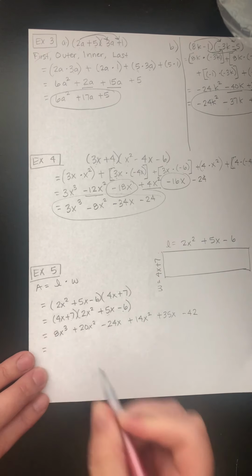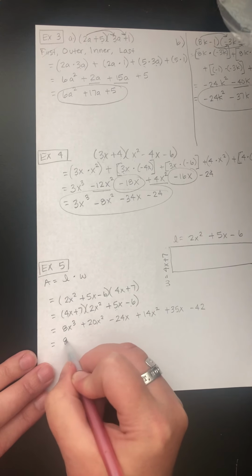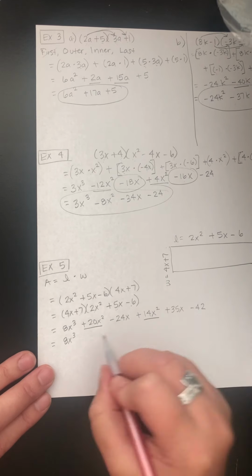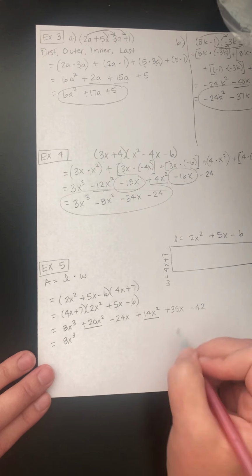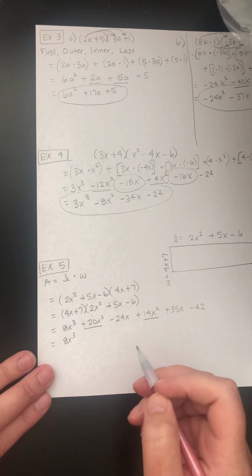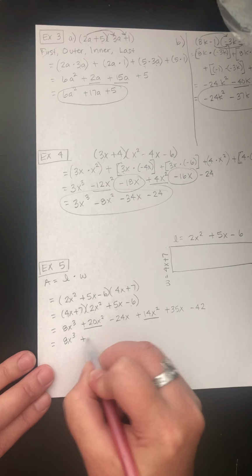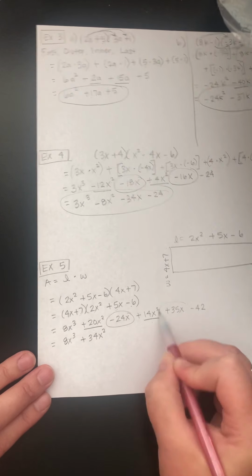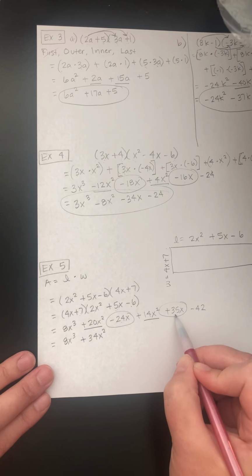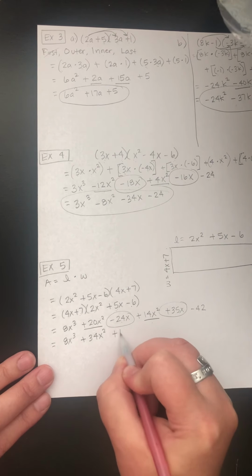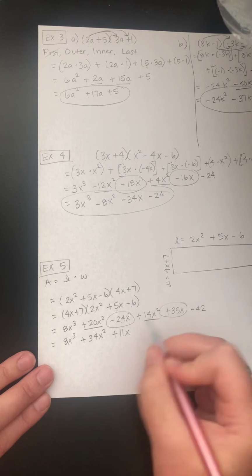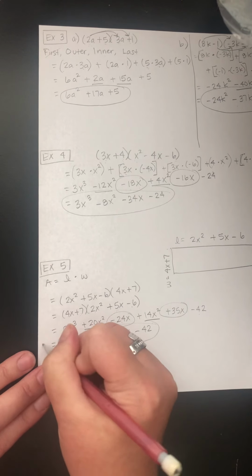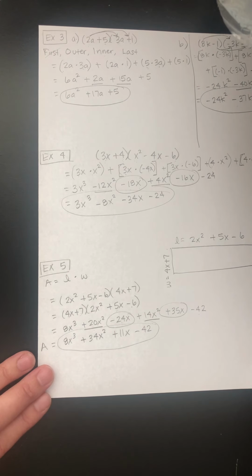And now just add your like terms together. We only have one x cubed term. We have x squared and x squared. I encourage you to underline, circle, put a box around your like terms. So I'm underlining my x squared terms. 20 plus 14 is 34x squared. Now I'm going to circle my x terms. Negative 24 plus 35 is positive 11x. And then we have our constant of negative 42. This right here is the area of the rectangle in terms of a polynomial.